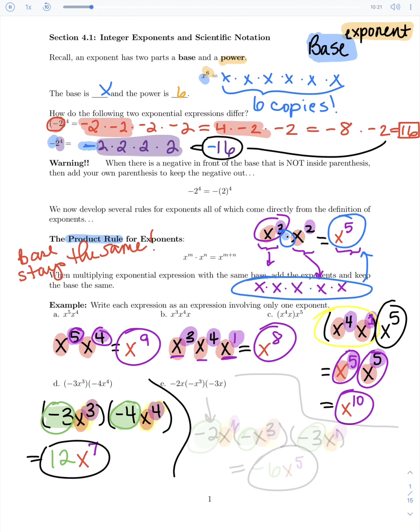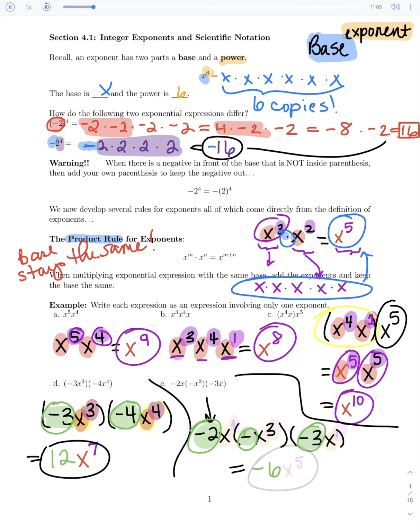Let's try one last one here. We've got a negative 2x times a negative x cubed times a negative 3x. So let's kind of break this up into parts. Let's deal with our normal numbers first, like we just did on the last one, and see what happens. So we have a negative 2 times a negative times a negative 3. Let's see what happens here. So the negative 2 times a negative will become a positive 2. Times a negative 3, though, will turn back into a negative 6. So that's one part of this dealt with and not too big of a deal.